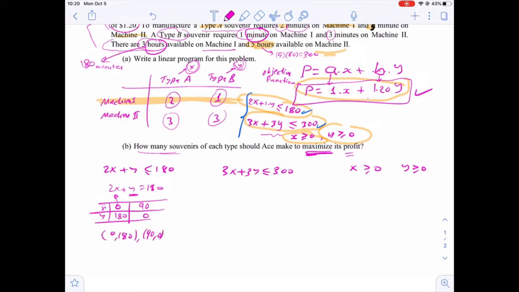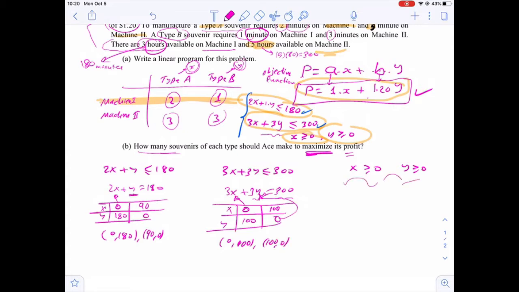Now let's do the second inequality. We make it an equation, and then we choose some value for x, some value for y. Let's choose 0, 0. When x is 0, we have 3y equals 300. That means y equals 100. And when y equals 0, 3x equals 300. That means x equals 100. So the 2 points are (0, 100) and (100, 0).